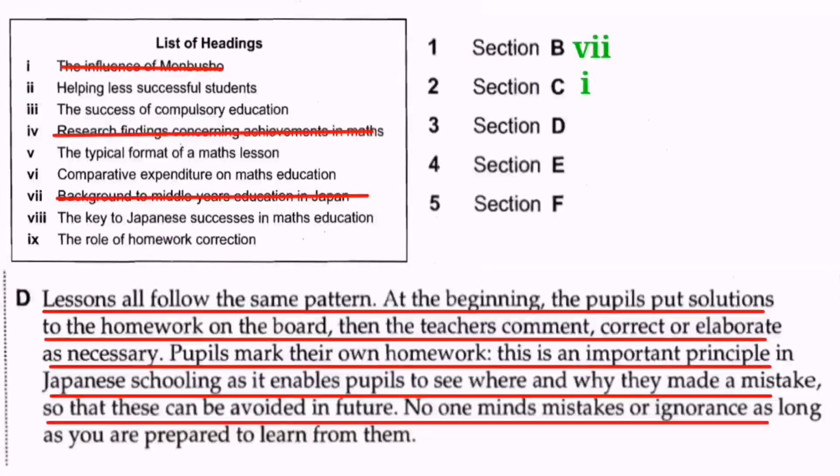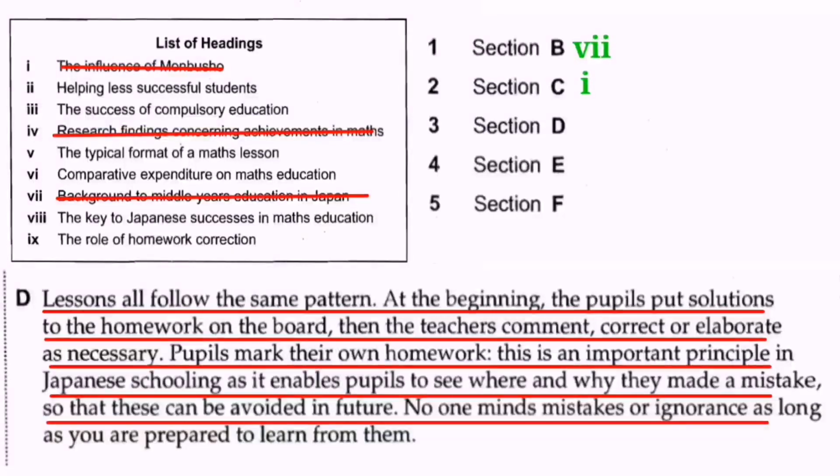In the start, students solve their homework sitting in the class, then teachers give their reviews, make corrections, and if needed, teachers also explain. So this section D is about the correction of homework. And if we read further, pupils mark their own homework. It means that pupils give numbers to their homework by themselves.